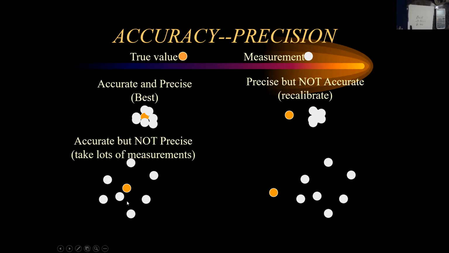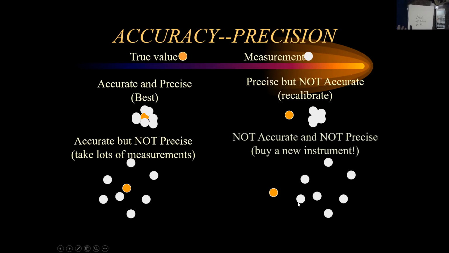It means you have to take an awful lot of measurements. If these up here, if I took just one measurement, I'd get a value pretty close to the true value. But now here's the worst case of all. It's neither precise nor accurate. And if Ben finds one like this, he'll probably call up our boss and say, hey, we need a new balance for the freshman lab. This one is not fixable.